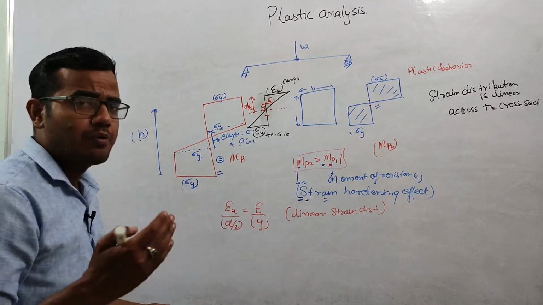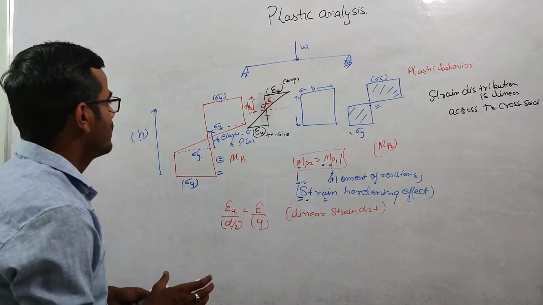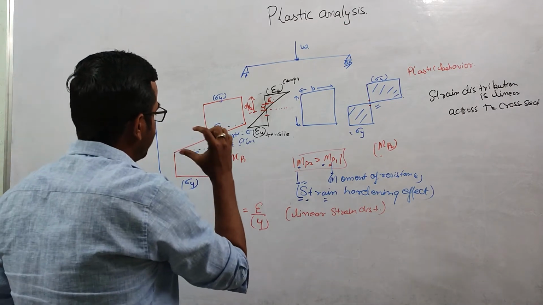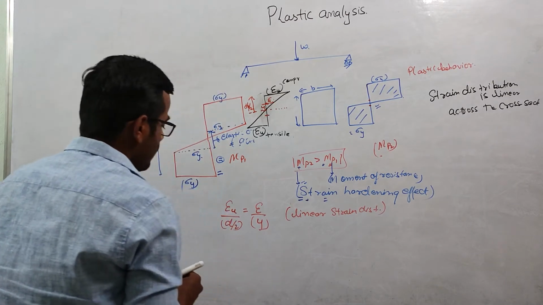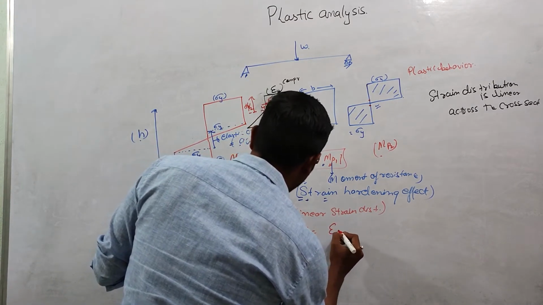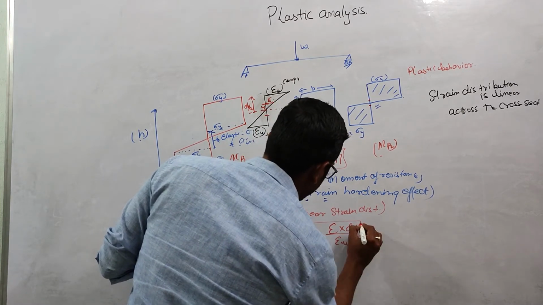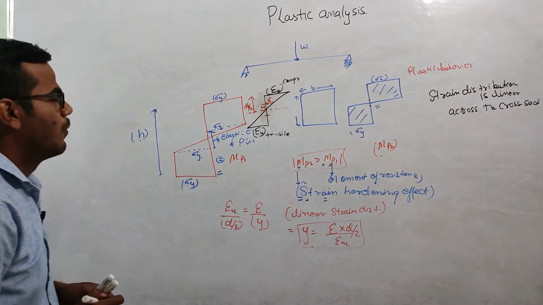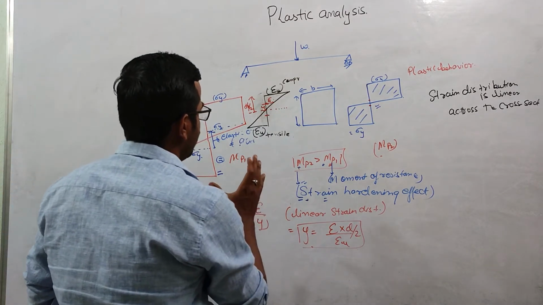Now we want to calculate the depth of this elastic core. Some part of this cross section will be in the elastic state. If you calculate y from this equation, y is nothing but E into d by 2 over E_U.